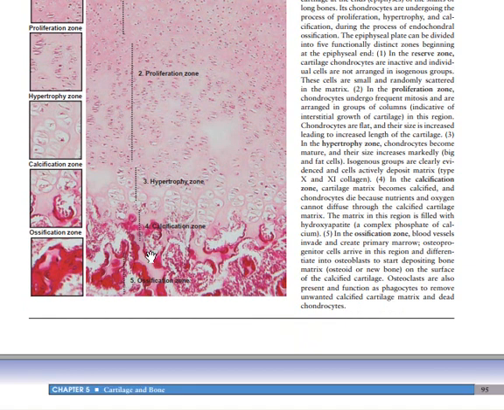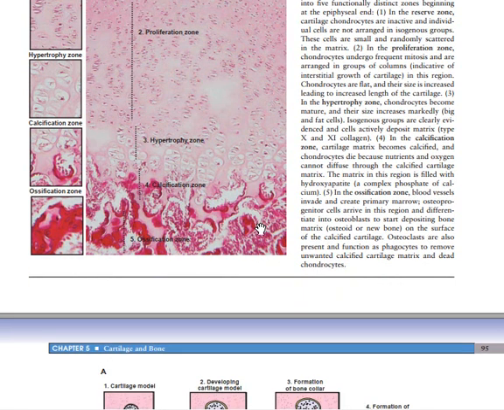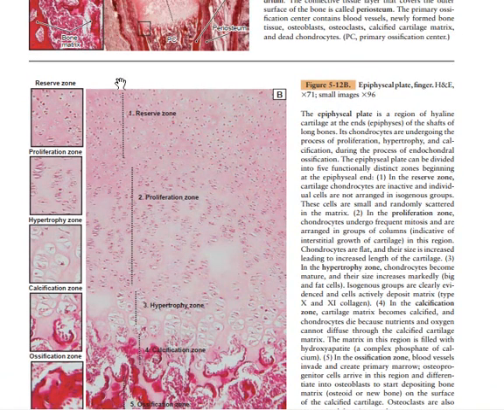Now in the fourth part, we have the calcification zone. In the calcification zone, the cartilage matrix becomes calcified. That's why it changes from pale pink to more pinkish at the calcification zone. The chondrocytes die because there is no nutrient and oxygen.